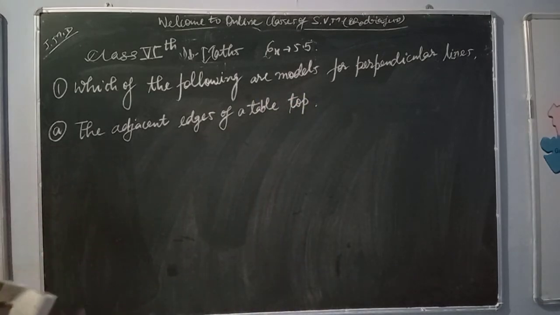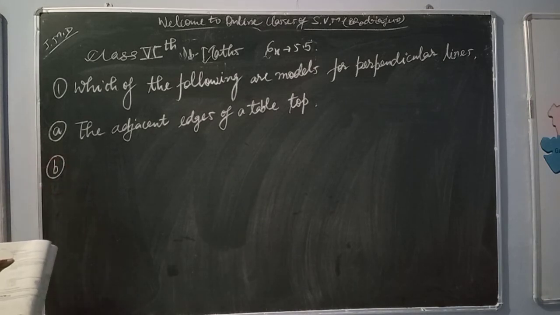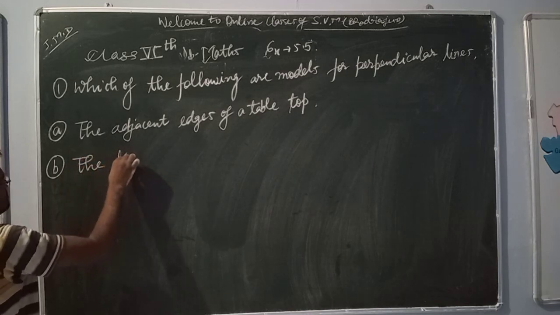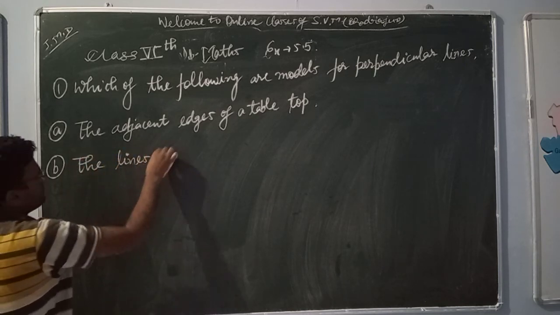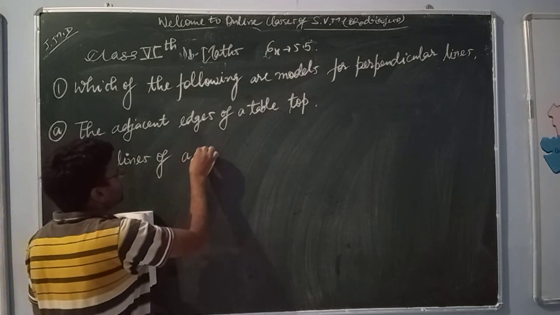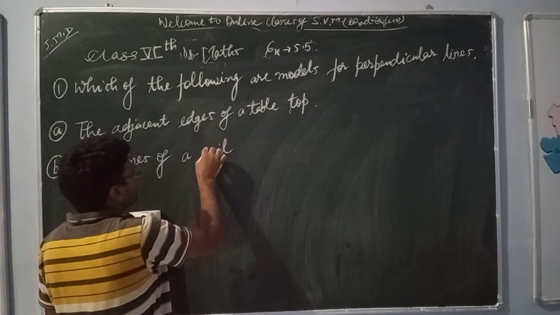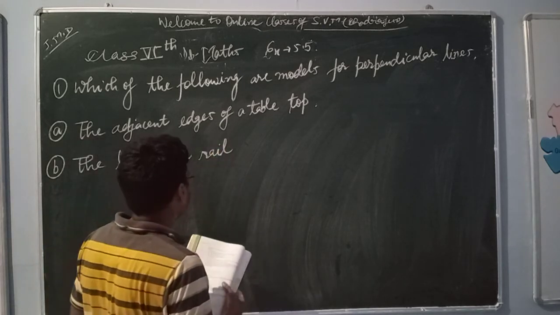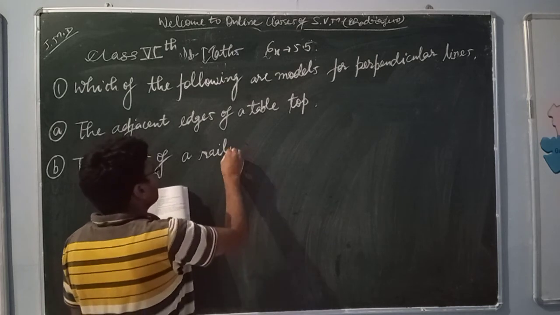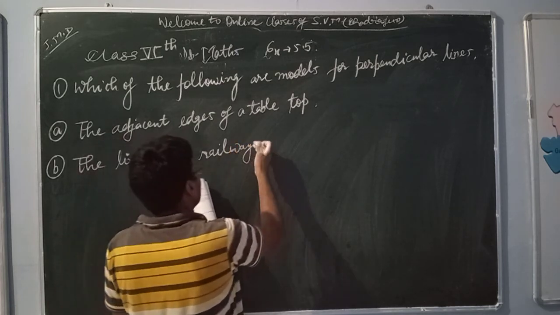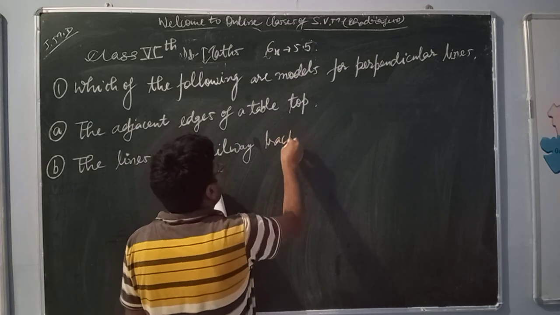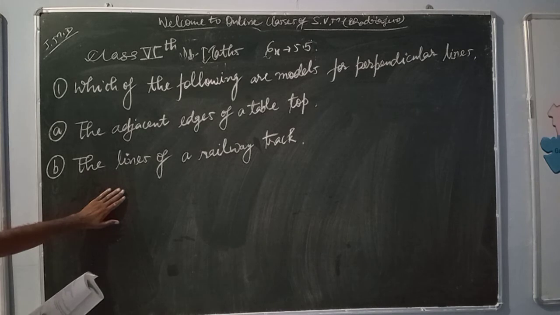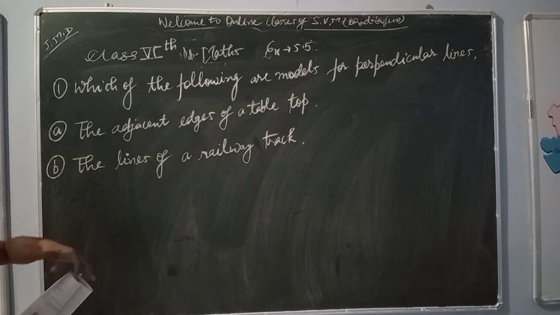Okay. B is what? Part B is the lines of a railway track.